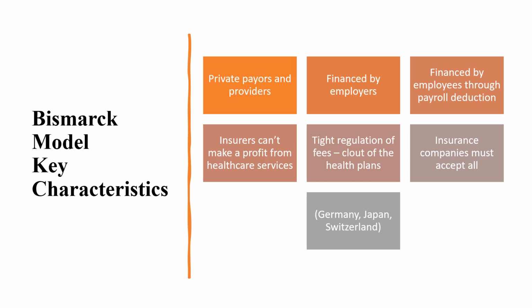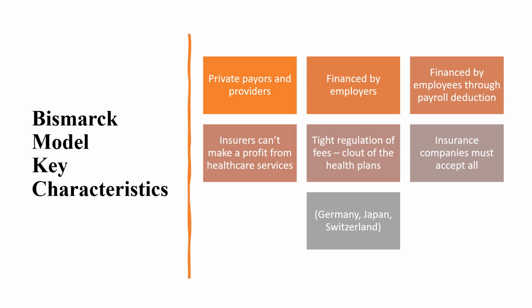But there's also a very tight regulation of fees. The health plans, which could be by industry or guilds or other types of organizations, have a lot of power to determine what is going to be paid. And so it gives them kind of an advantage on the cost side, which if you lower your cost helps increase your value. And then a final characteristic is the insurance companies must accept everybody who applies. And for those who don't have insurance, the government provides a program so that everybody has coverage. And some examples of countries that utilize the Bismarck model, of course, are Germany, Switzerland, and Japan.